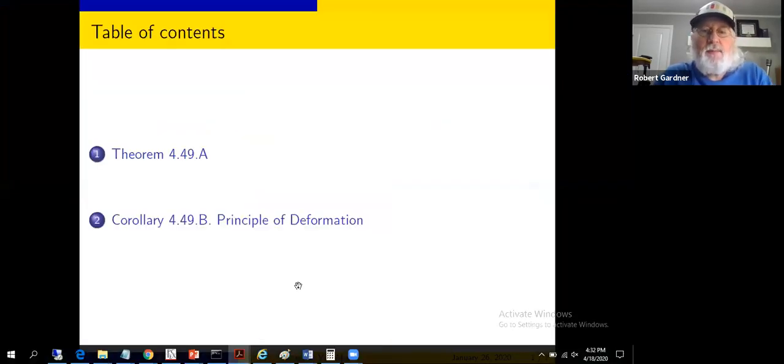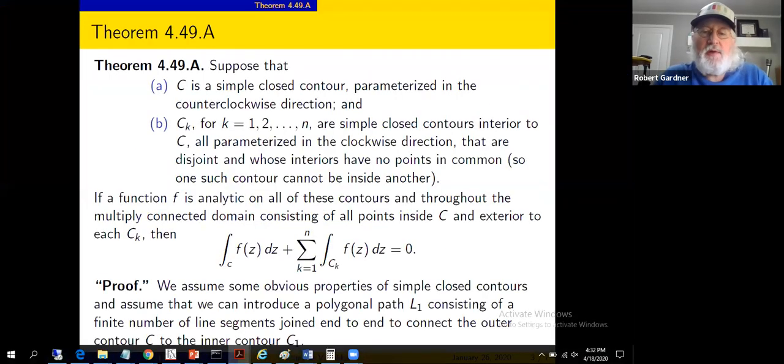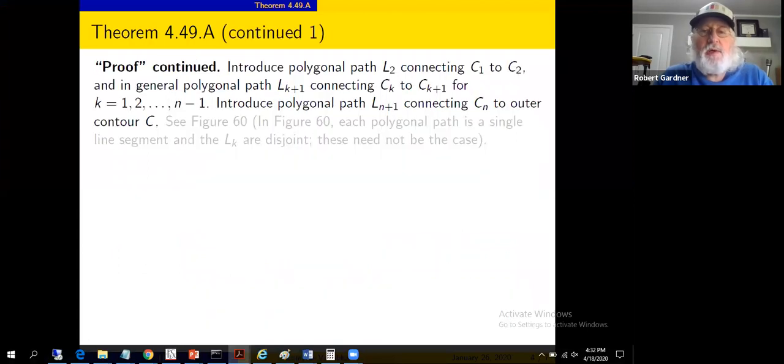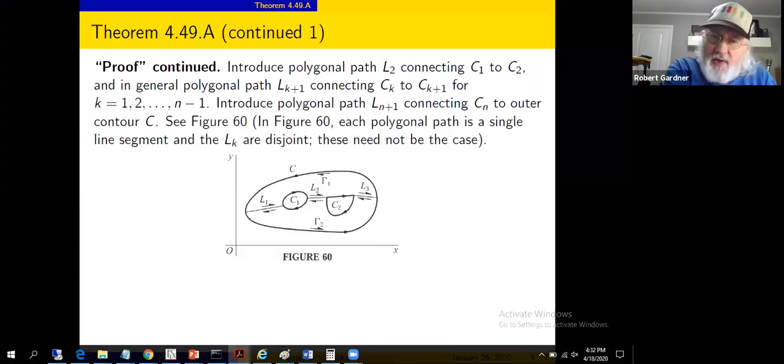Okay, so if we get a picture, we should be in pretty good shape. Let's zoom ahead to the picture. So here's what they're getting at. Figure 60 gives us a contour C. It's parameterized in the positive direction, in the counterclockwise direction. Inside it is a little C sub 1 that's parameterized in a clockwise direction, a little C sub 2 that's parameterized in a clockwise direction, and so forth.